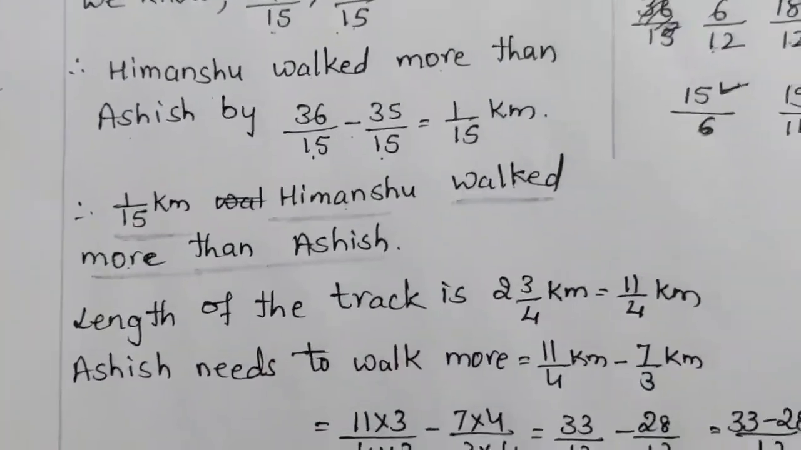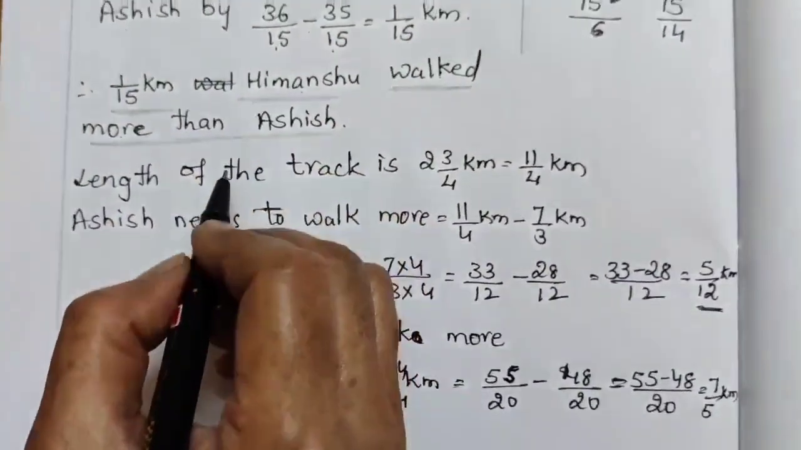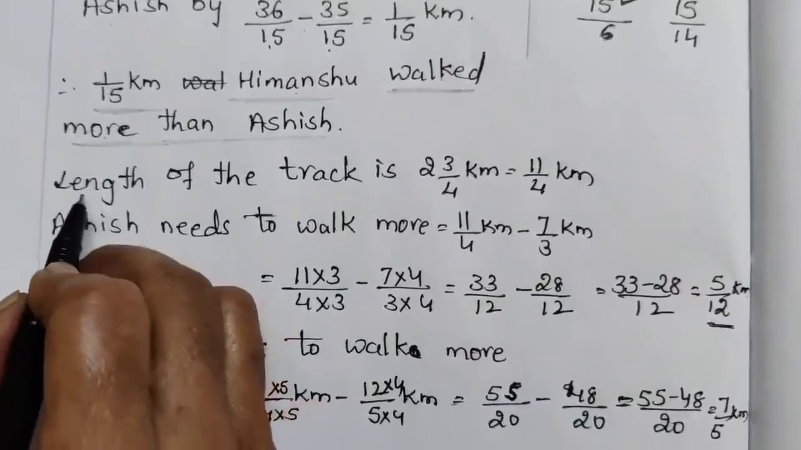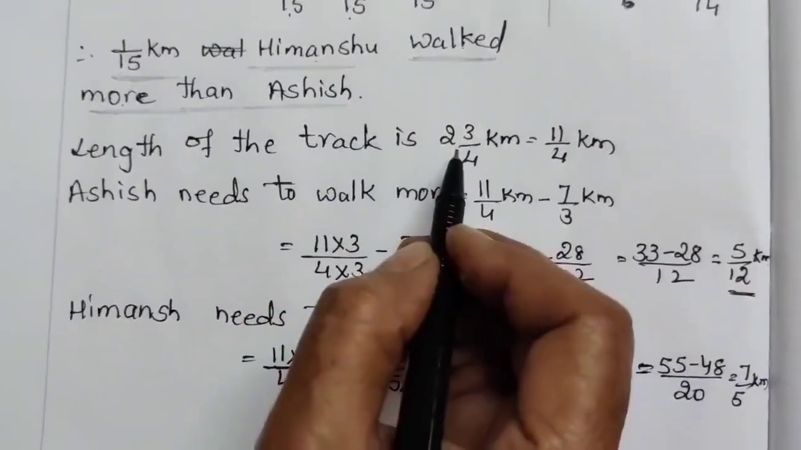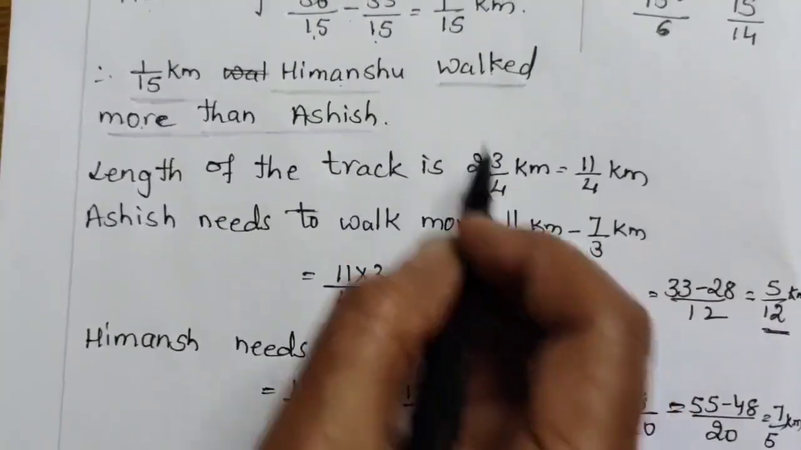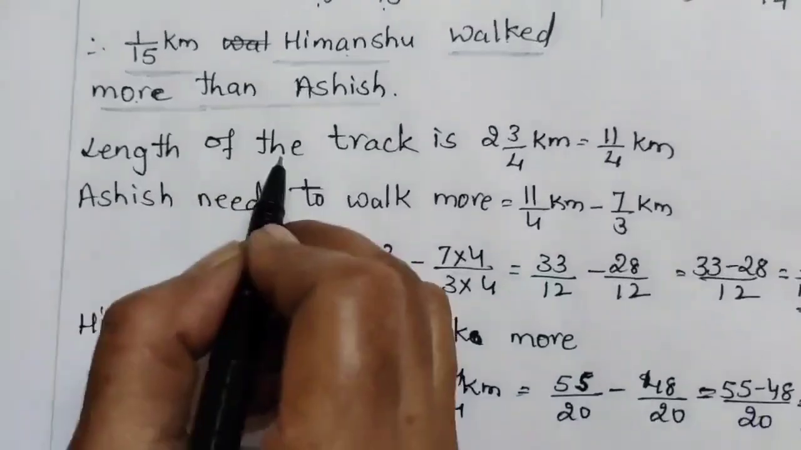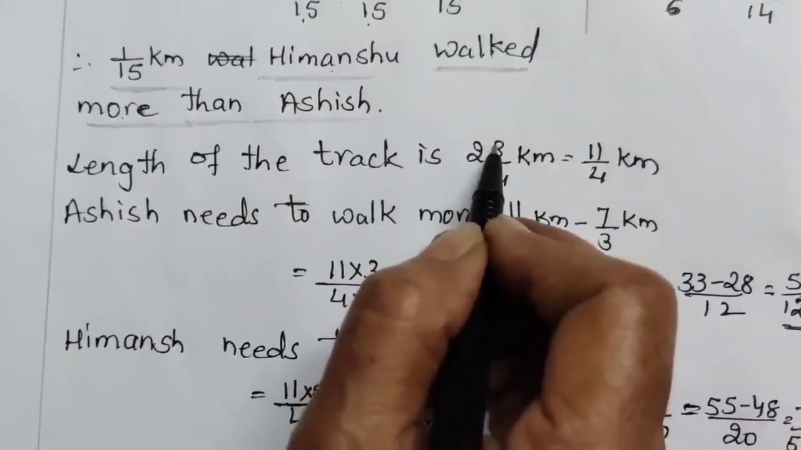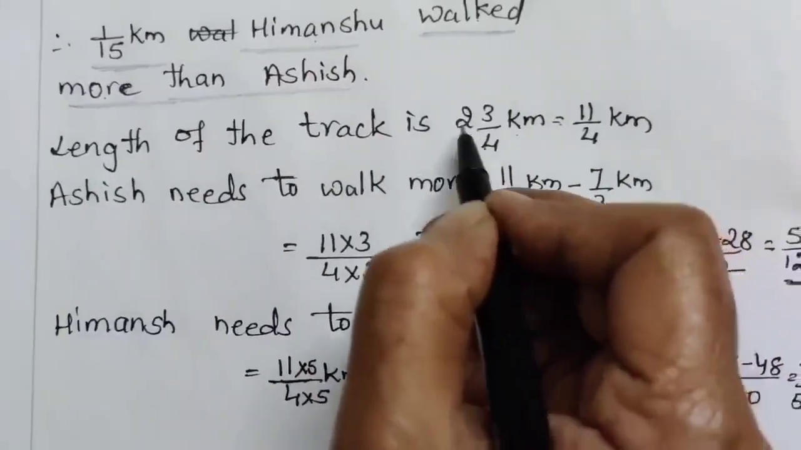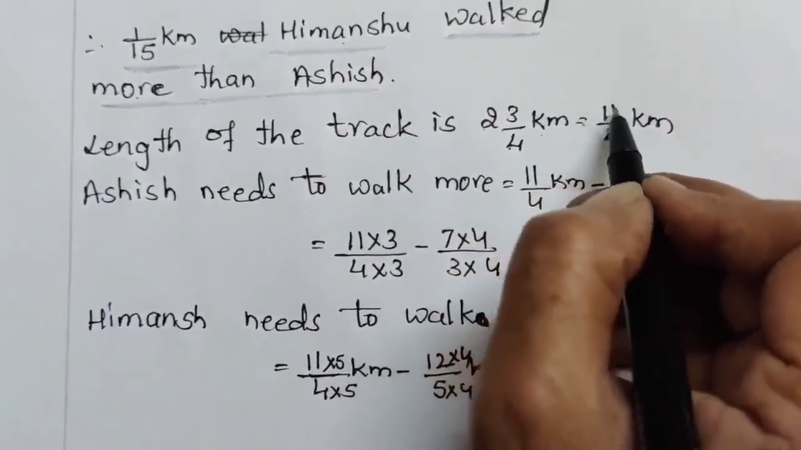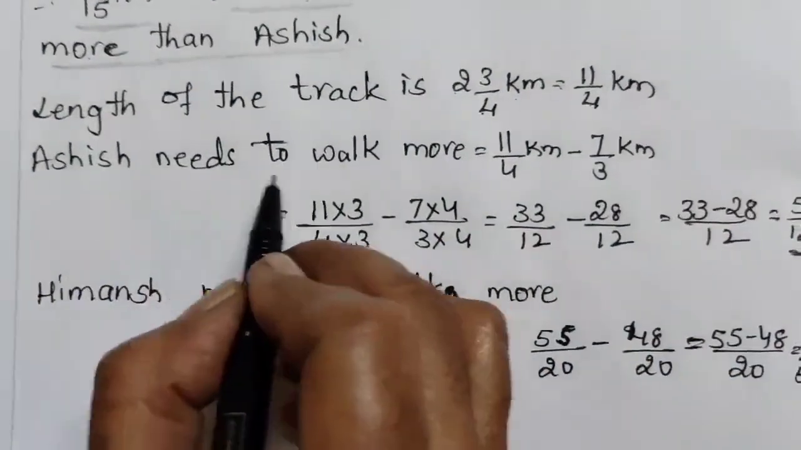Okay. Now you have to find how much Ashish and Himanshu need to walk more. The total track length is given, so you have to subtract how much they each walked. Then you get the answer. So the length of the track is how much? 3 by 4 kilometer. So this is 4 twos are 8, 8 plus 3 is 11, 11 by 4 kilometer.